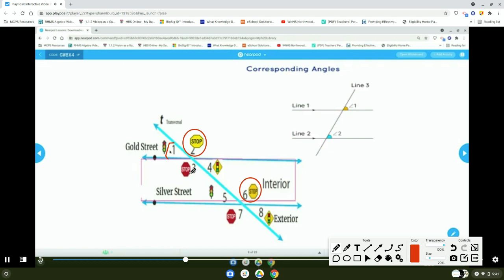And then if you go below Gold Street, you see a red stop sign, right? On the left side, right below the street, you see a red stop sign. It's angle 3. When you go to Silver Street, right below Silver Street, on the left side, you also find a red stop sign. So angle 3, below the line, is corresponding to angle 7, below the line on Silver Street. So those two are corresponding angles. So what are corresponding angles? Angles found in similar positions on two parallel lines.